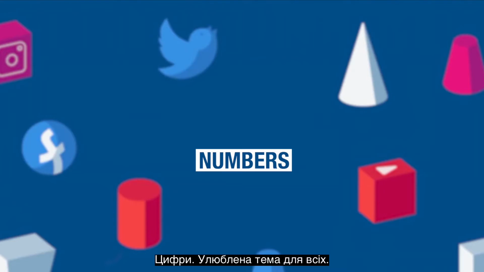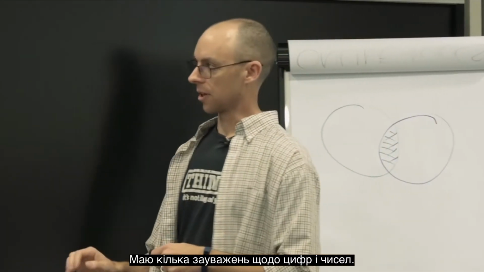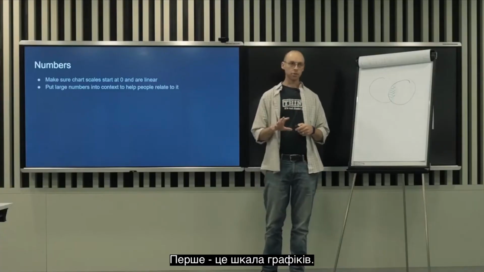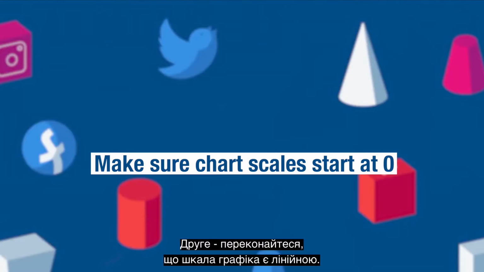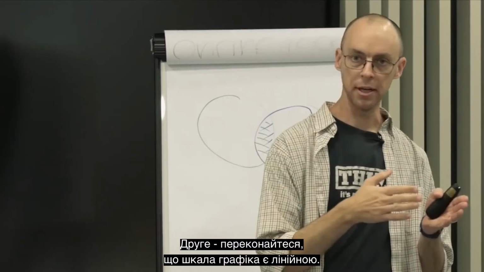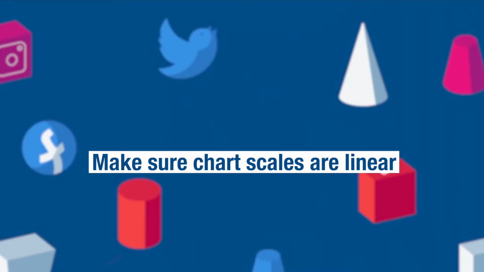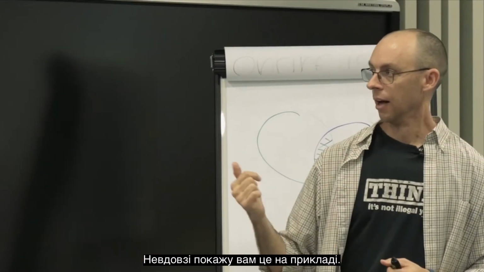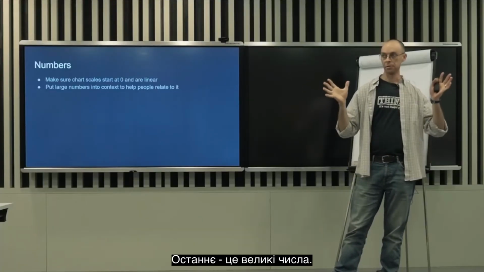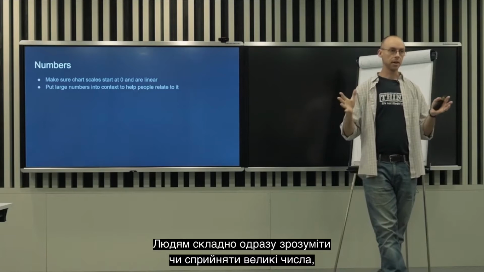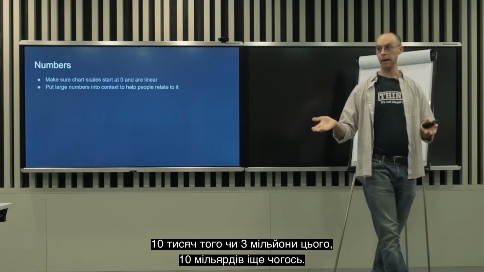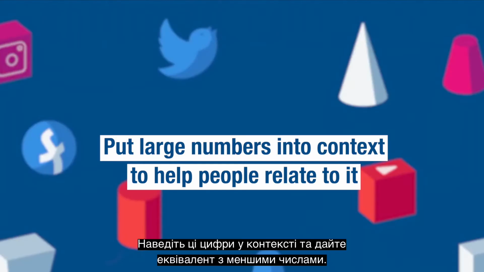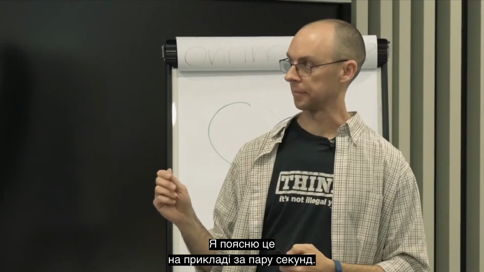Numbers, everybody's favorite subject. So for numbers, just a couple things. One is chart scales. When you're doing a chart, make sure it always starts at 0, and I'll show you why in a second. The second part is to make sure that the scale of the chart is linear, and I'll show you an example of that in a second. Then the last one is large numbers. People have a very hard time comprehending large numbers, like 10,000 of this, 3 million of this, 10 billion of that. So actually take it and put it into context, okay? Get it into a smaller number. And I'll give you an example of that in a sec, okay?